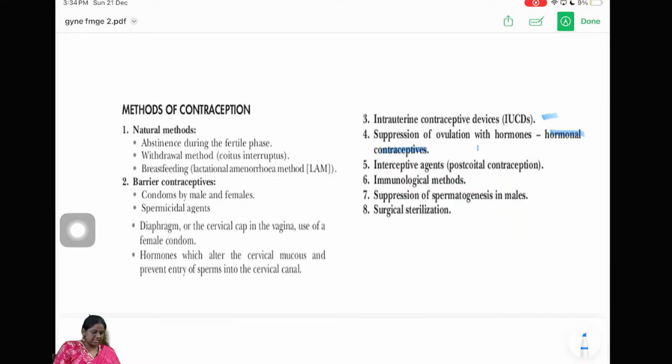In hormonal contraceptives, there is another type, that is postcoital contraception. And then immunological methods, and then male contraception, and finally sterilization for both male as well as female. These are the major classifications.